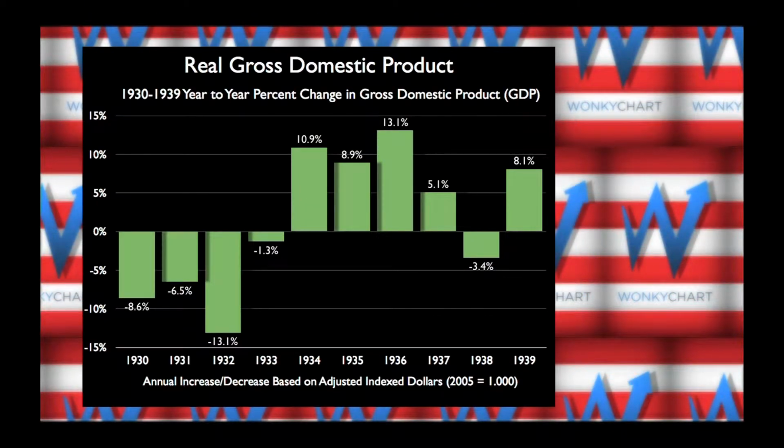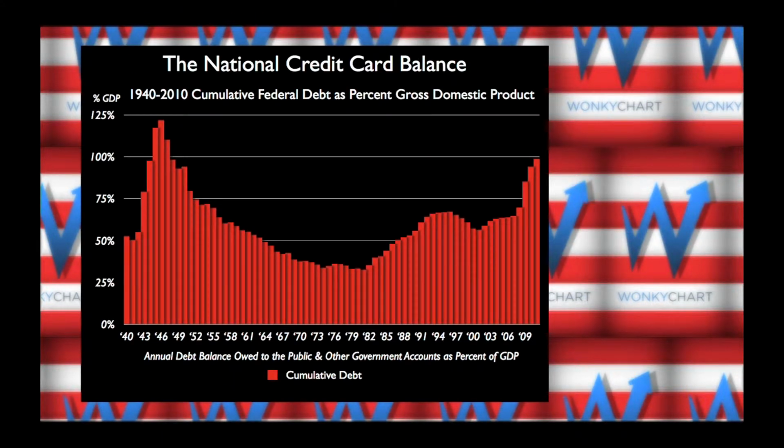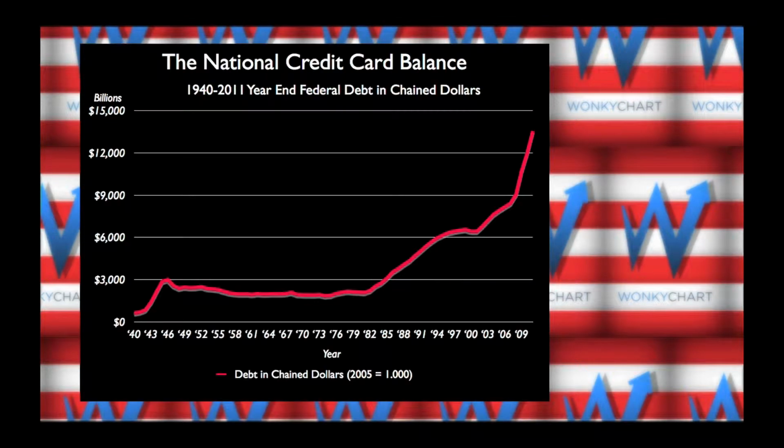The third method is to measure the magnitude of debt against our national paycheck, gross domestic product, usually called GDP for short. This chart looks at debt as a percent of the GDP between 1940 and 2011. I'll be using debt as a percent of GDP and chained dollars. If you prefer to look at debt in pure unadjusted dollars, they're in section 2 in Wonky Chart.